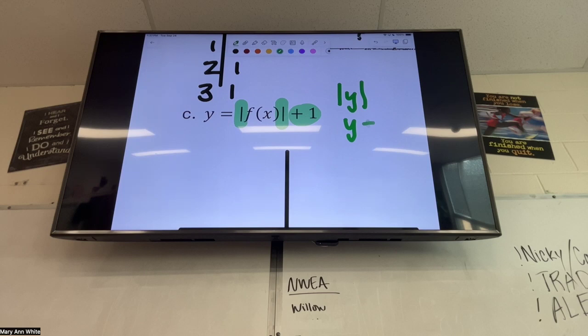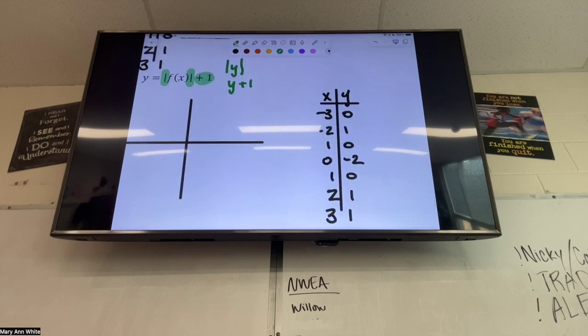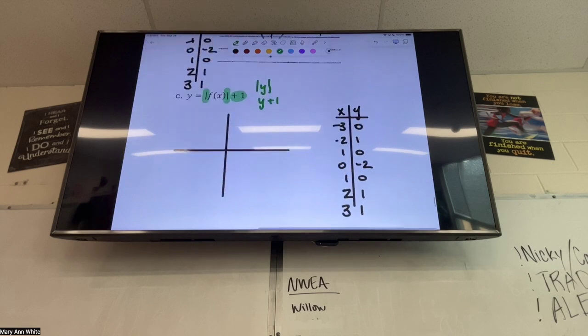Which one am I going to do first? Absolute value or add 1? Absolute value. Good. Do any multiplying thing first. Last thing we do is add and subtract. Okay. And so the only absolute value one that really is affected is this one right here. This -2 just becomes a +2. And then now I'll go through and add 1 to all of my Y's.